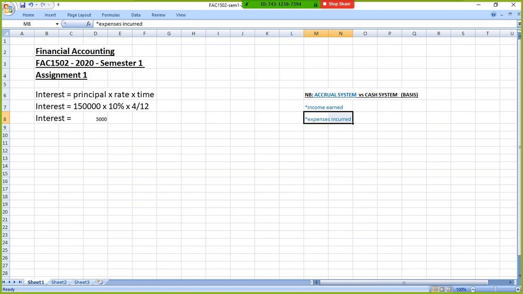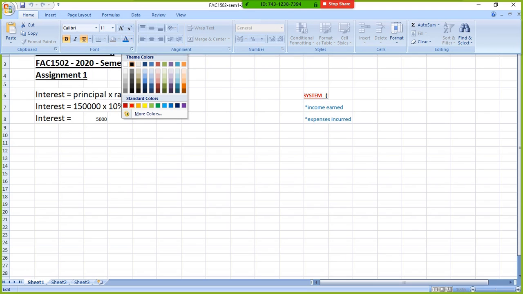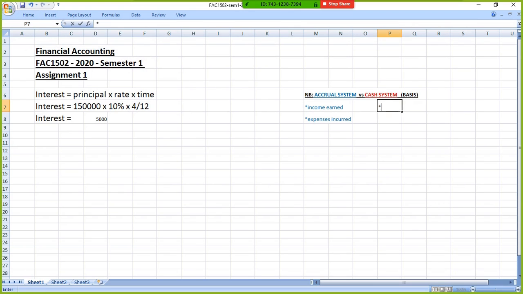When you've used the water and electricity, it is what it is. It's still an expense. You can't change that. But you're either going to show it when you've incurred the expense or when you pay it. And the payment is looking more at the cash system, the cash basis. And then cash is obviously receipts and payments.